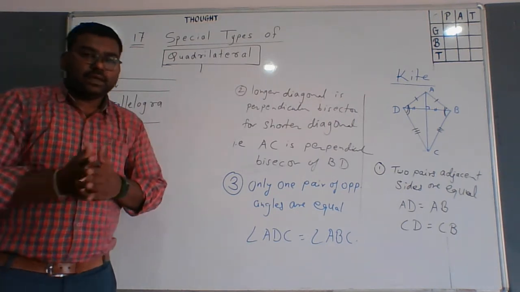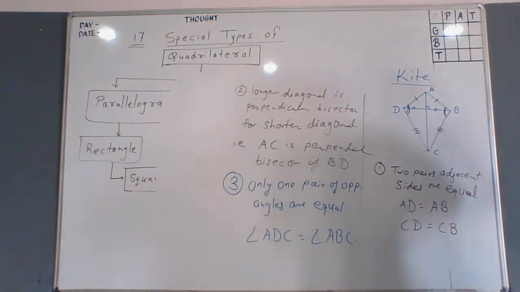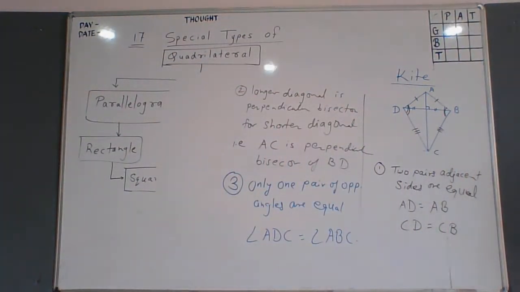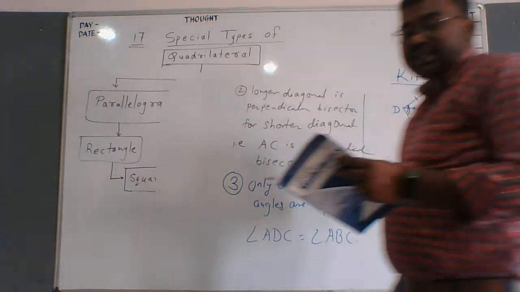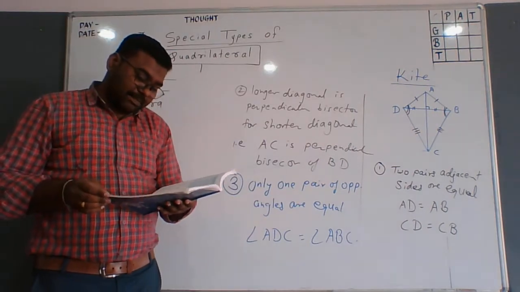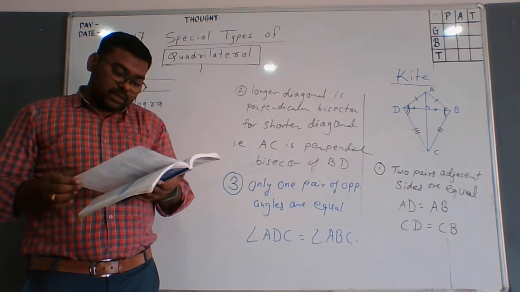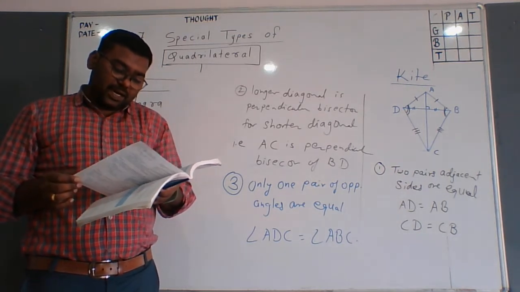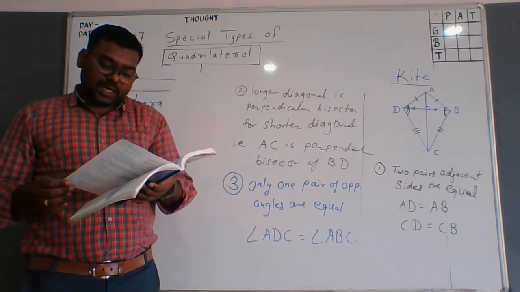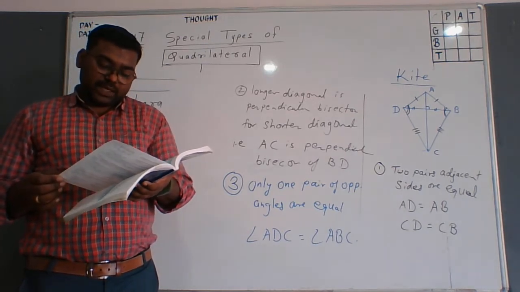Okay. Now, students, we are discussing some properties from our textbook. As we can see in our textbook, first page, parallelogram. There are some theorems also, like in the parallelogram, opposite sides are equal, opposite angles are equal, and each diagonal bisects the parallelogram.